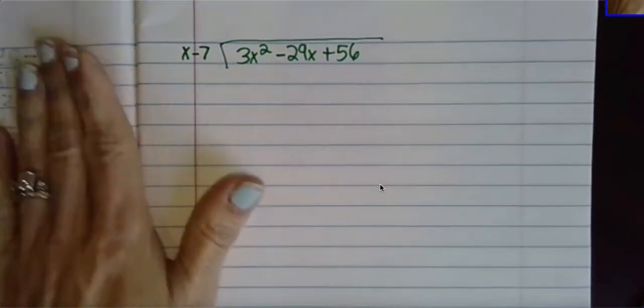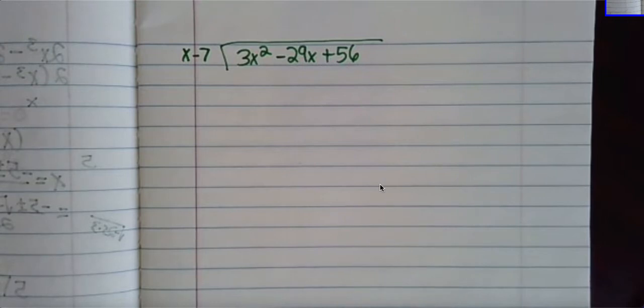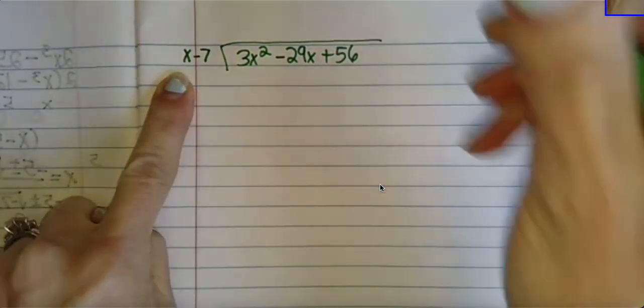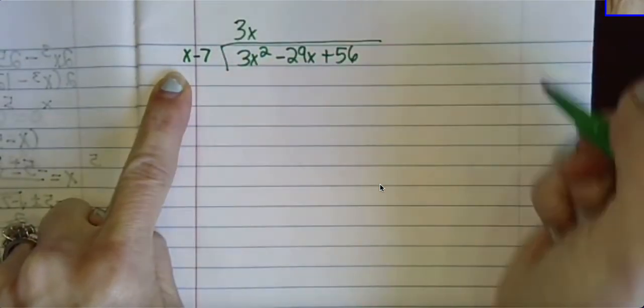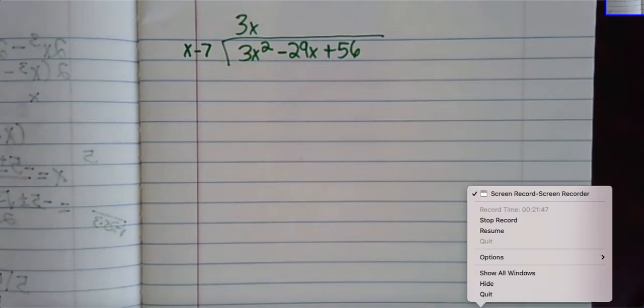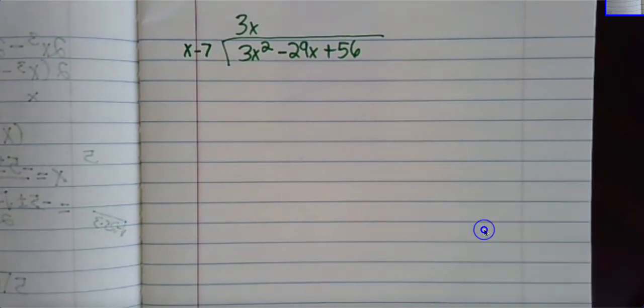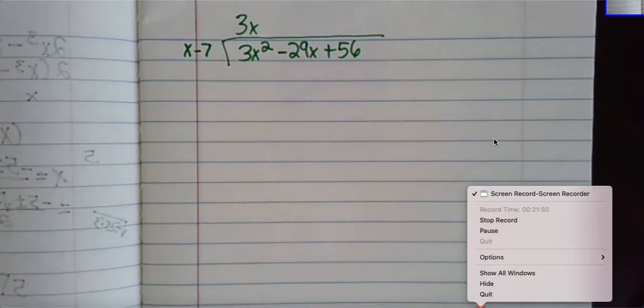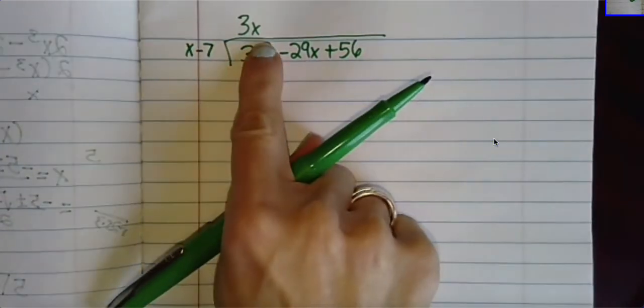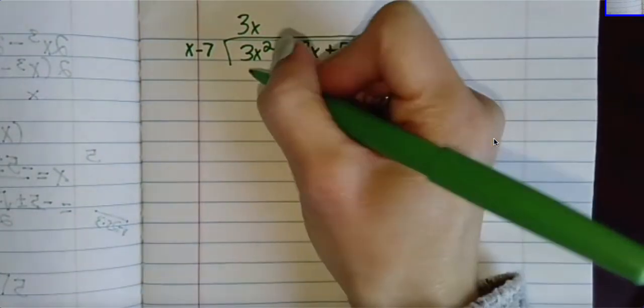Okay, on this one, now I'm dividing by x minus 7. So what do I have to multiply by x? 3x. There you go. 3x. So 3x times x is the 3x squared.